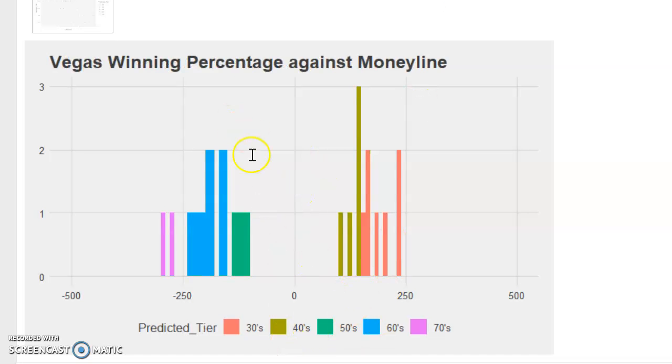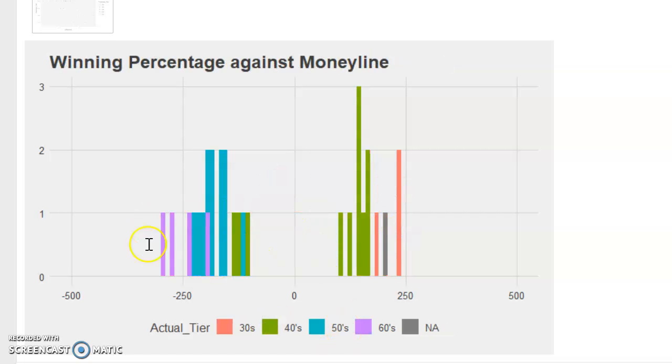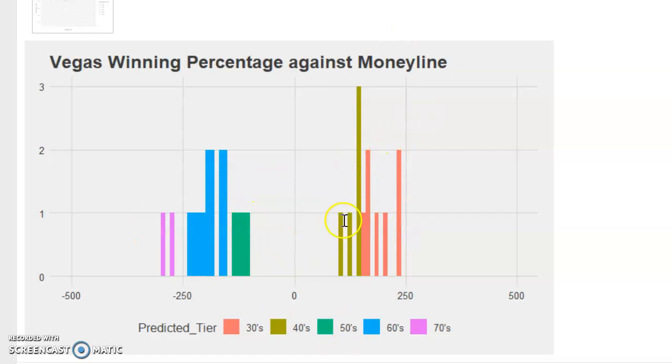And then over here, we see the Vegas winning prediction against the money line. So this is what predicted was, and this is what actually was. So if we toggle between the two, you can see, the 30s, they're all predicted to be money line favorites, or money line underdogs, apologies. So were the 40s, so were the 50s, so were the 60s, so were the 70s.